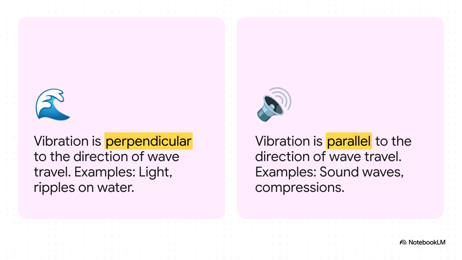In a transverse wave, the particles vibrate at a right angle, or perpendicular, to the direction the energy is moving. The best way to picture this is the wave in a stadium. People stand up and sit down, but the wave moves sideways. In a longitudinal wave, the particles vibrate back and forth, parallel to the direction of energy. Sound is the classic example of this.